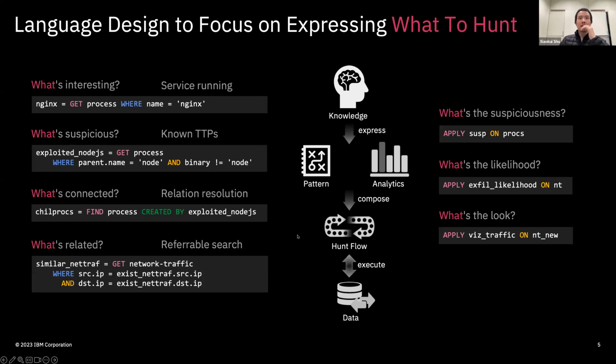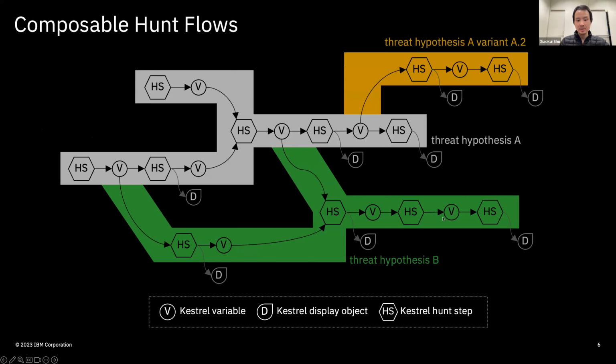Okay, so Kestrel, as I showed here, is a way that you chain multiple hunting steps, like pattern matching, IOC and IOB pattern matching analytics, into a hunt flow. So it's a composable way of writing hunt books that can be executed against the data source and so on. And this is an illustration of what a hunt book looks like, where V is a variable and HS is a hunt step.